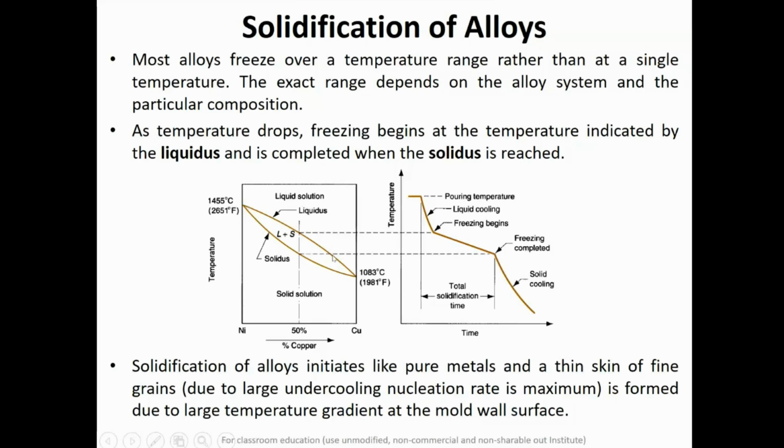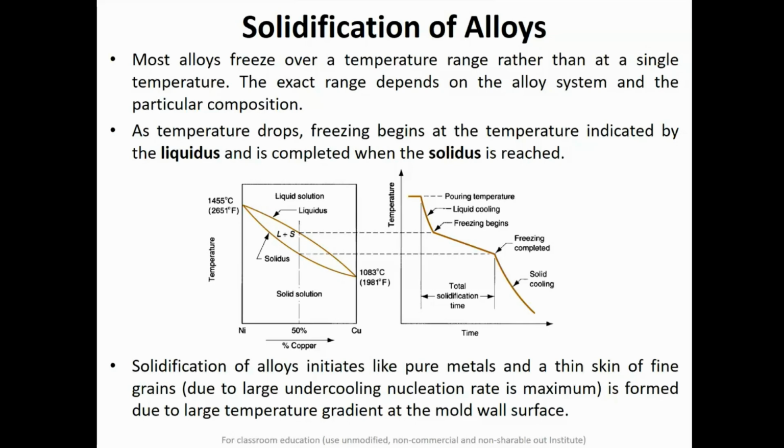This upper line shows the liquidus line, and this bottom line shows the solidus line. As the temperature drops, freezing begins at a temperature denoted by the liquidus, and when it is completed, it reaches this line, which is known as the solidus. The temperature range for a particular composition is the solidification temperature range, and sometimes this region in the casting is known as the mushy zone. So we'll discuss what a mushy zone is.